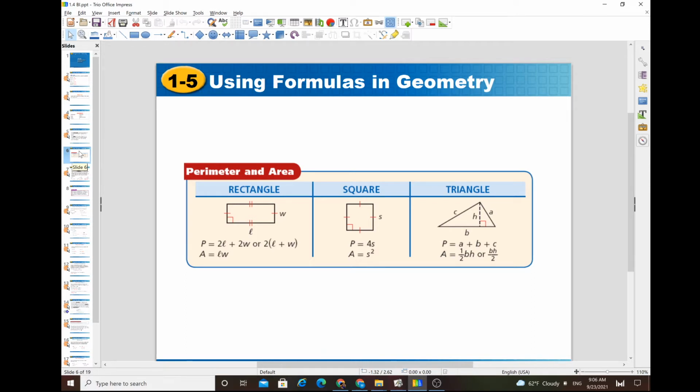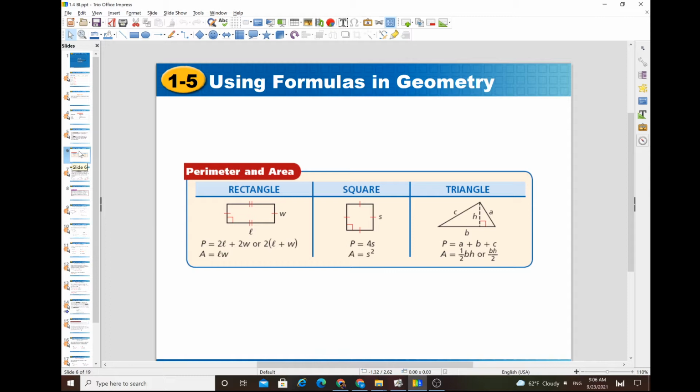This 2, you can factor it out. It's the greatest common factor. And then the area of the rectangle is length times width. So anytime that you deal with the perimeter, keep that in mind. The dimension is always considered 1, because that would be considered the total length of the figure.